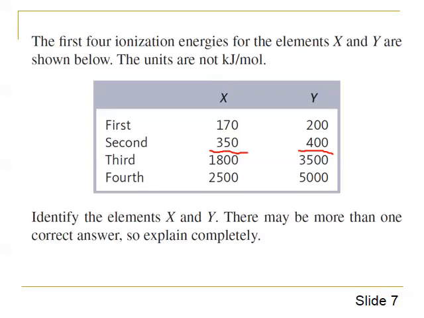Can we tell whether or not element X is above element Y on the periodic table, or whether element X is below element Y? We know they're both an alkaline earth metal, but which one's above the other? See if you can figure that out. Pause the video and just discuss that.